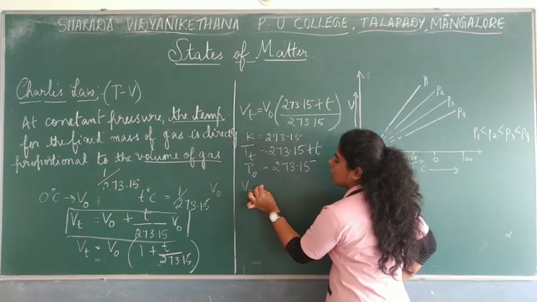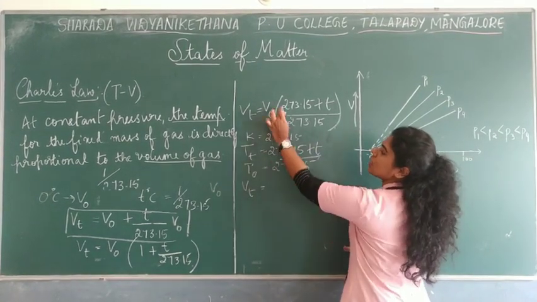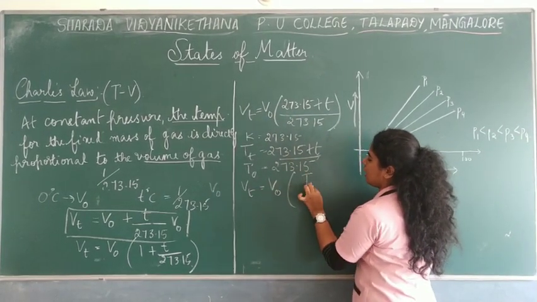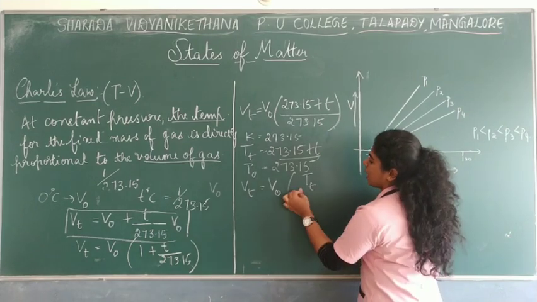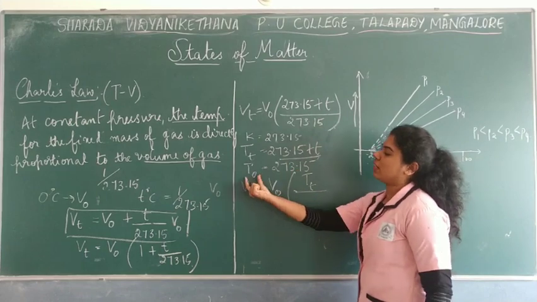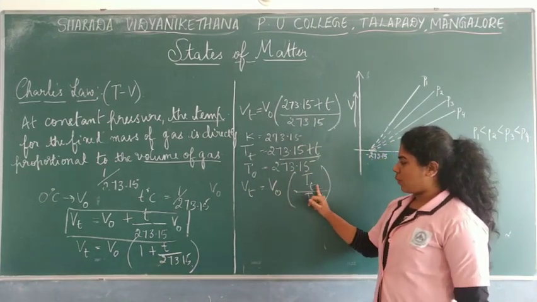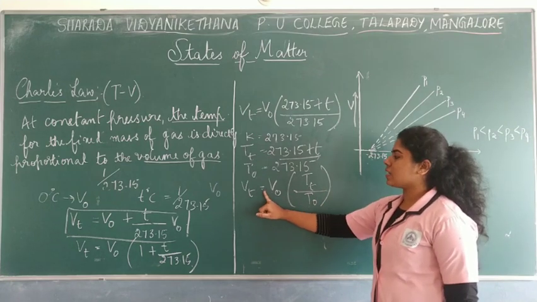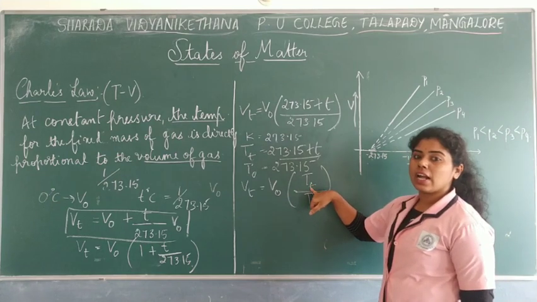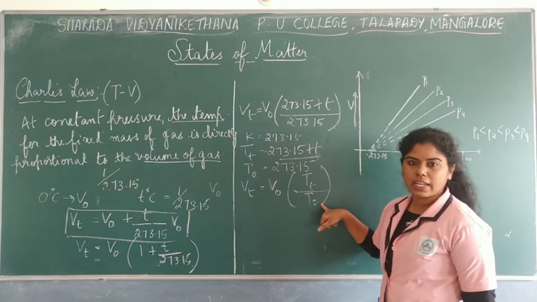So Vt is equal to, what is 273.15 plus T over here? That is T of T. Substitute it. So V naught into Tt, right, by 273.15, which is T naught, correct? So you get this equation. Vt is equal to V naught into Tt by T naught. What is Tt? It's the final temperature, that is 273.15 plus T over here, and T naught is the initial temperature.